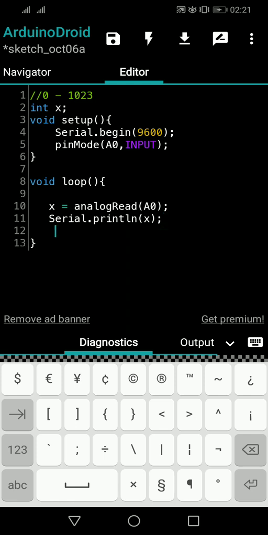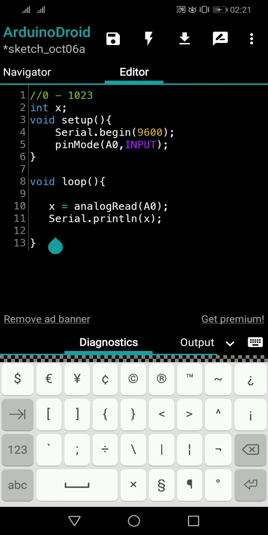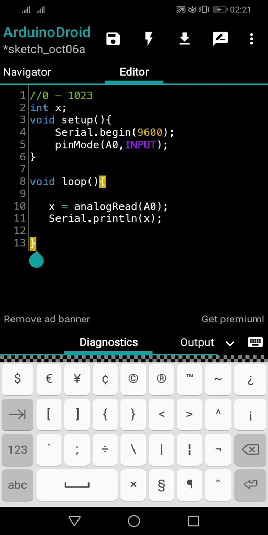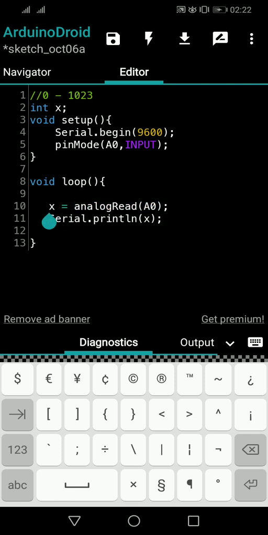You can use a male to male jumper wire. One male header you have to fit inside the 5 voltage pin, and you have to connect the other male header into A0. That means you are giving 5 voltage input to the A0 analog pin, because to read analog values we have to use analog pins. So you are giving 5 voltage, and then we analog read that A0 value, assign it to x, and serial print the value.